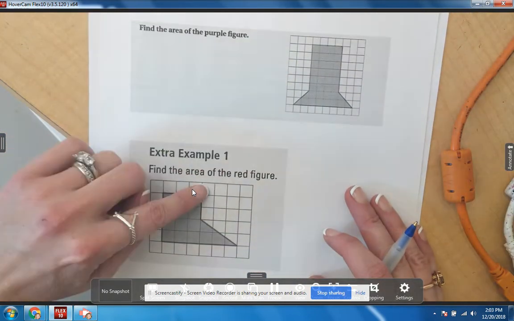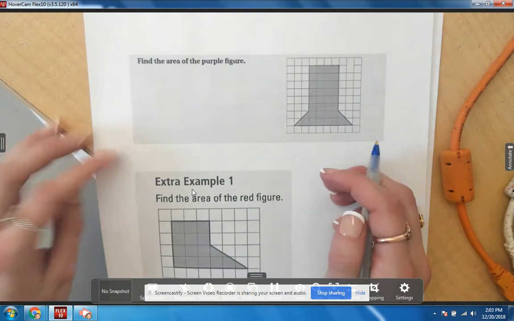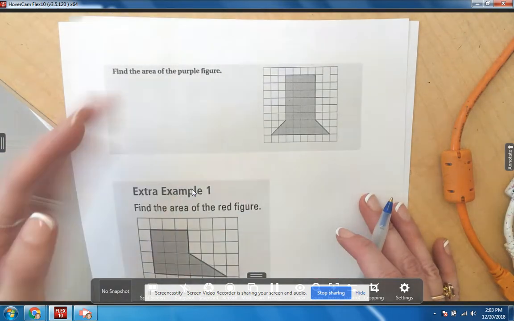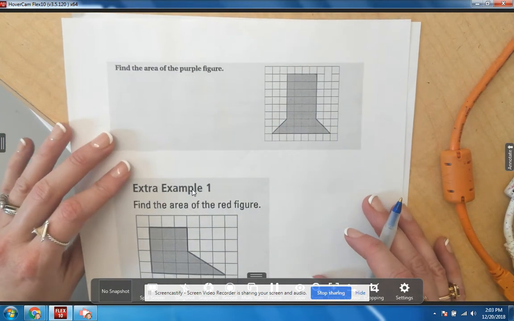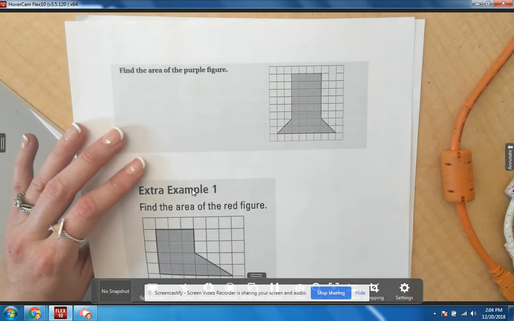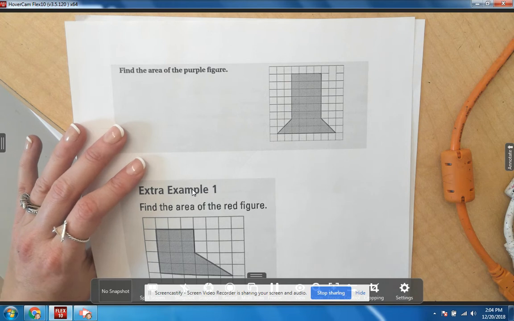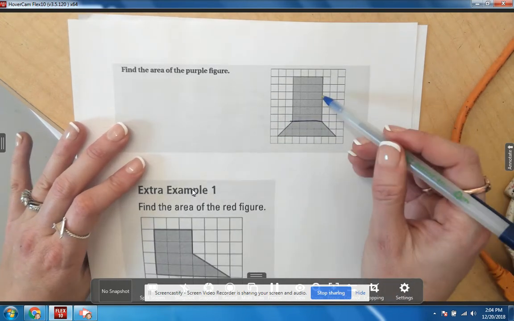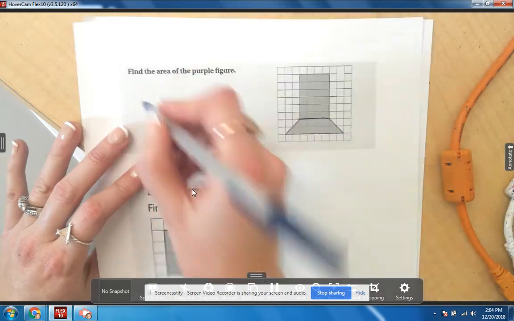I'm going to do one. I'm going to see if you can figure out the next one. So it says find the area of the purple figure. Obviously this was not printed in color, but we can pretend this is purple. So I need to come up with a way to cut this so that I have 2 shapes, or sometimes it's more than 2 shapes. If I draw a line here, I have a rectangle and I have a trapezoid.